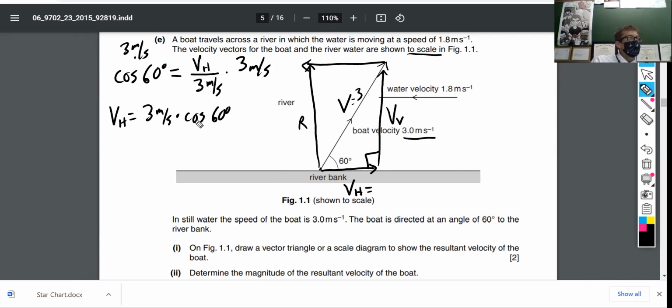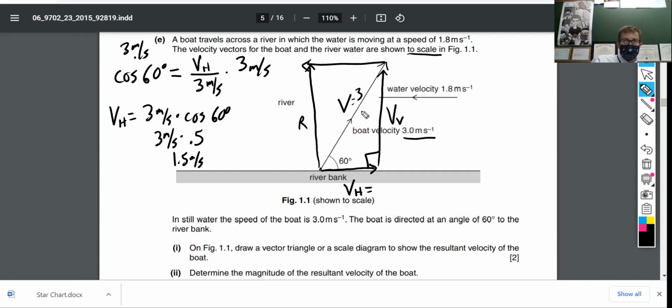If you need a calculator to prove to yourself that the cosine of 60 degrees is a half, go ahead and take one out and type that in. Some of you might just have that one memorized. That's kind of a famous one, like cosine 60 is a half. So we know that half of 3 is 1.5 meters per second.